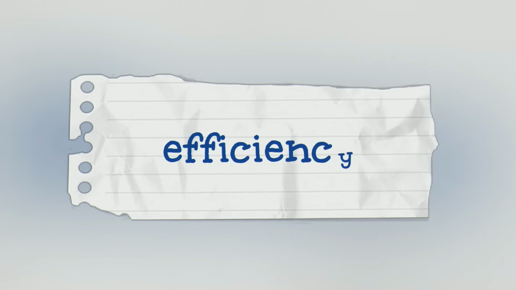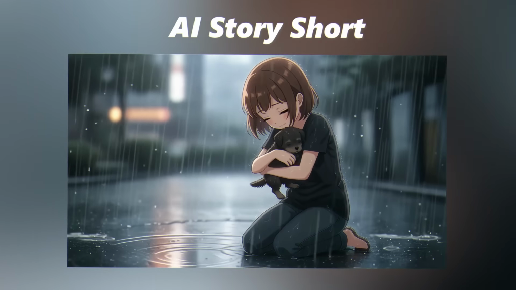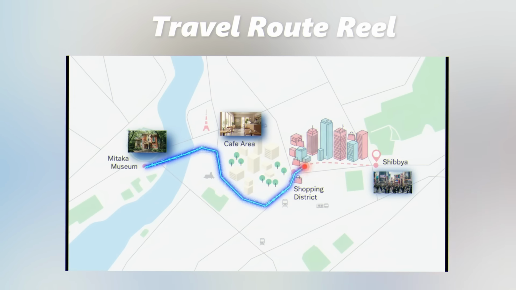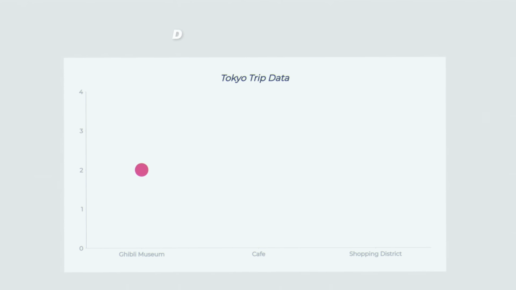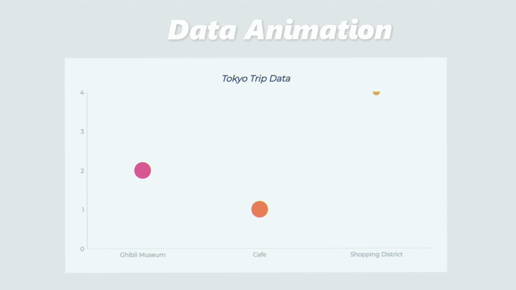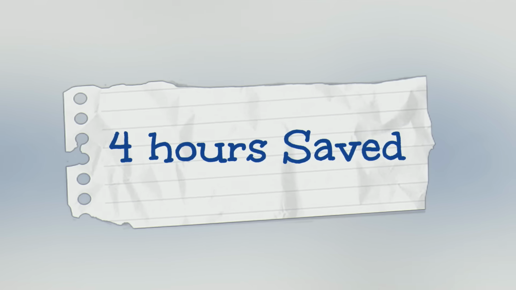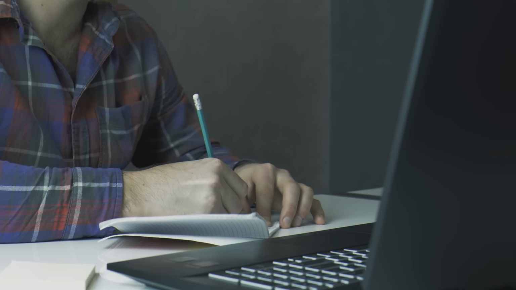Let's talk efficiency. AI story short. Saved 2 hours of shooting and compositing. Travel route reel. Saved 30 minutes of After Effects work. Data animation. Saved an hour of plug-in wrestling. Cinematic caption. Saved 10 minutes of template hunting. That's around 4 hours saved in total. And we're not even talking about the learning curve you just skipped.